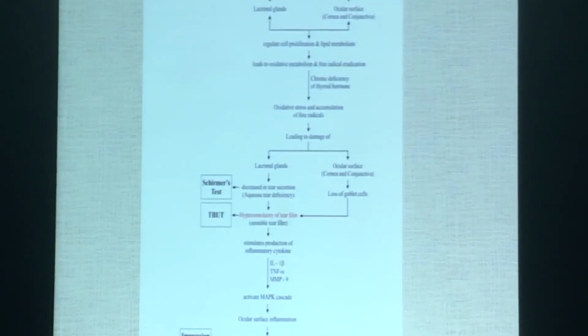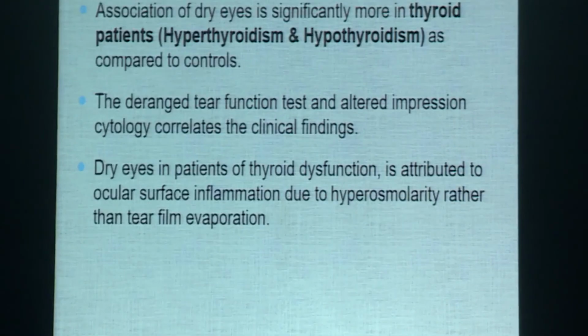So in cases of hyperthyroid, we have dry eyes because of 2 reasons. In cases of hypothyroid, thyroid hormone is responsible for normal oxidative metabolism and free radical eradication. If there is deficiency, obviously there is oxidative stress and accumulation of free radicals, leading to damage in lacrimal glands and ocular surface. Again, the same thing, hyperosmolarity comes into the scene. Obviously the inflammatory cytokines come in, leading to squamous metaplasia. So you see, the end result is common. Both hyperthyroid and hypothyroid have dry eye, but the way to achieve it is different.